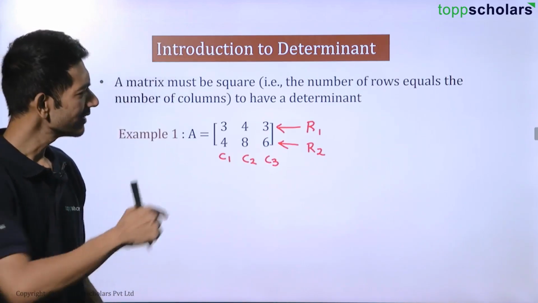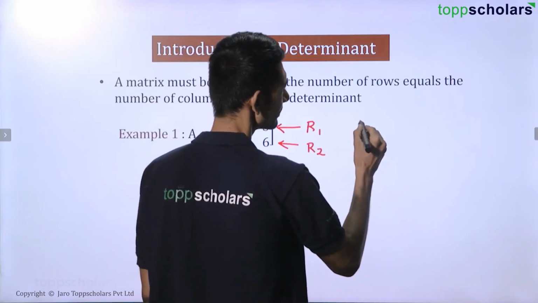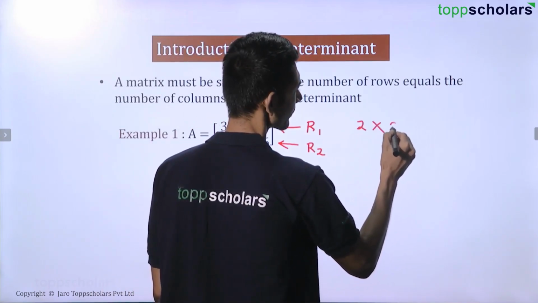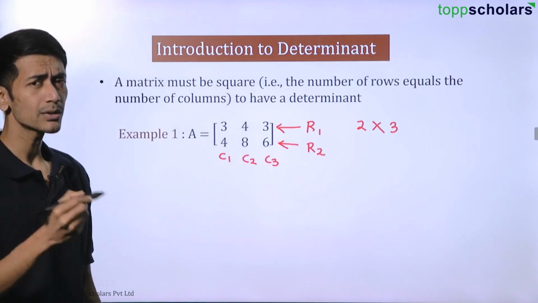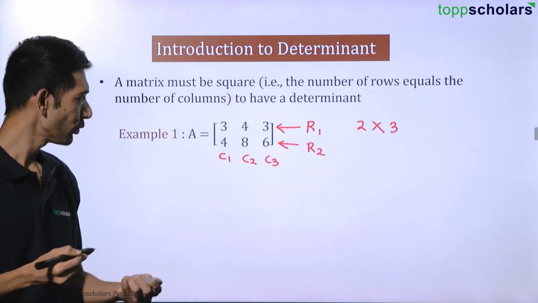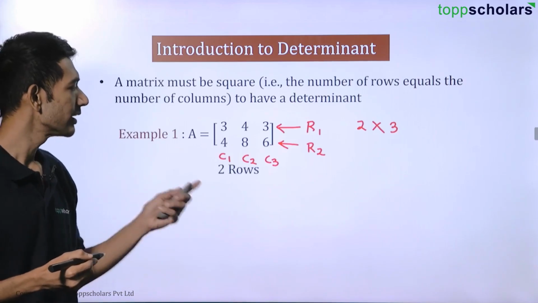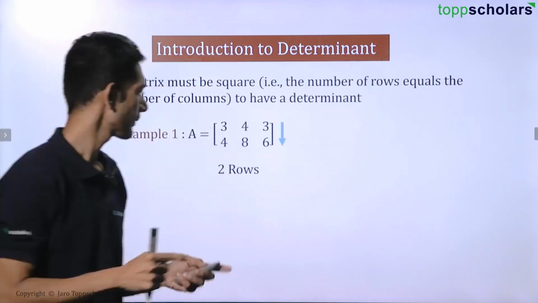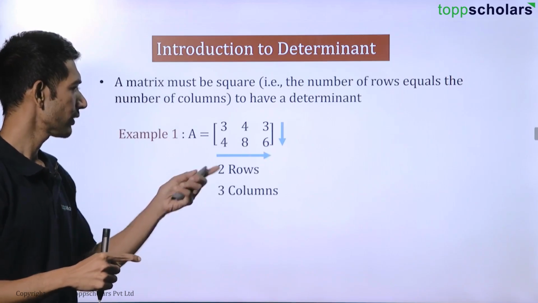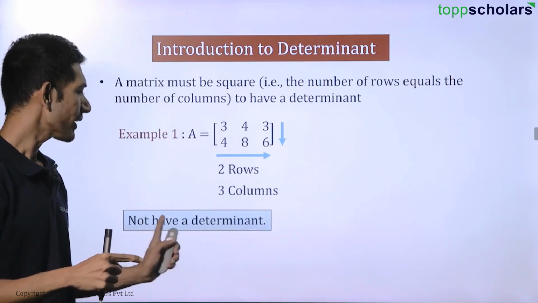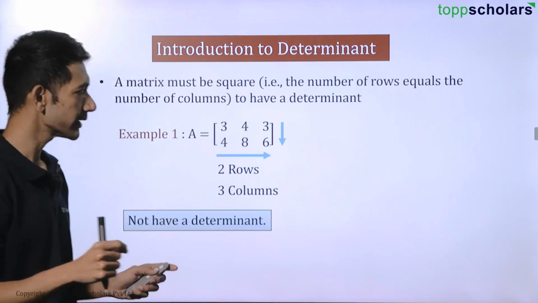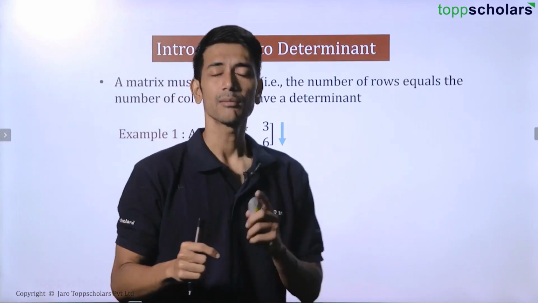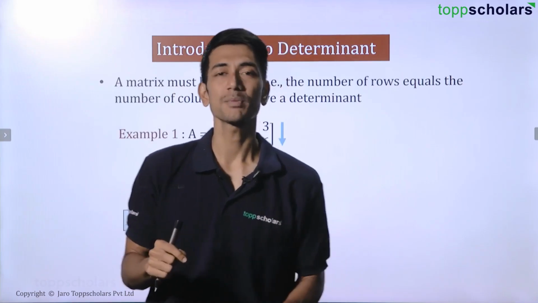So tell me one thing, the order of this matrix is 2 rows, 3 columns. Is the number of rows equal to the number of columns? Can I say that? No, definitely. That means we cannot find out the determinant of this particular matrix. 2 rows, 3 columns, so it does not have a determinant. So what is the compulsion here? The compulsion is that the number of rows and the number of columns must be equal.